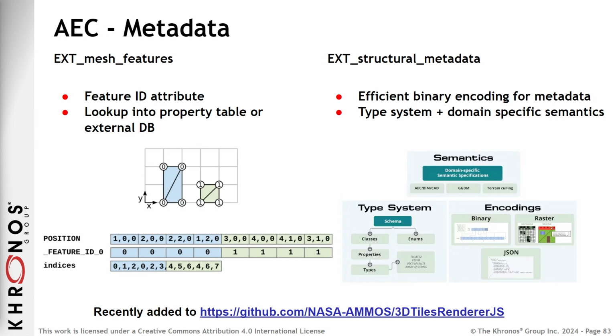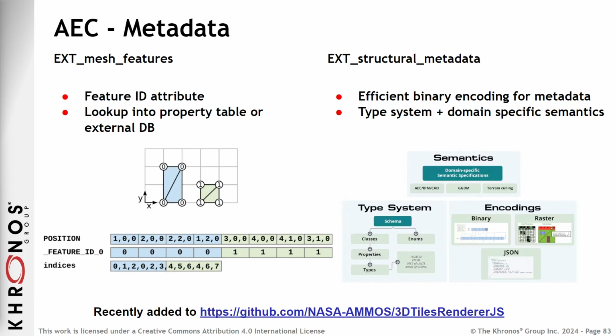So, diving a little bit into the metadata extensions that we've introduced. The first one on the left is EXT_mesh_features, and that's simply a way to provide this feature ID attribute so you can do the batching. What it does is this feature ID allows you to look into a property table where you might store your metadata. Or if you have an external database with your metadata, you can use that ID to look up into that database. And then EXT_structural_metadata is often paired with EXT_mesh_features. If you're including metadata in your glTF, this might be a good choice.